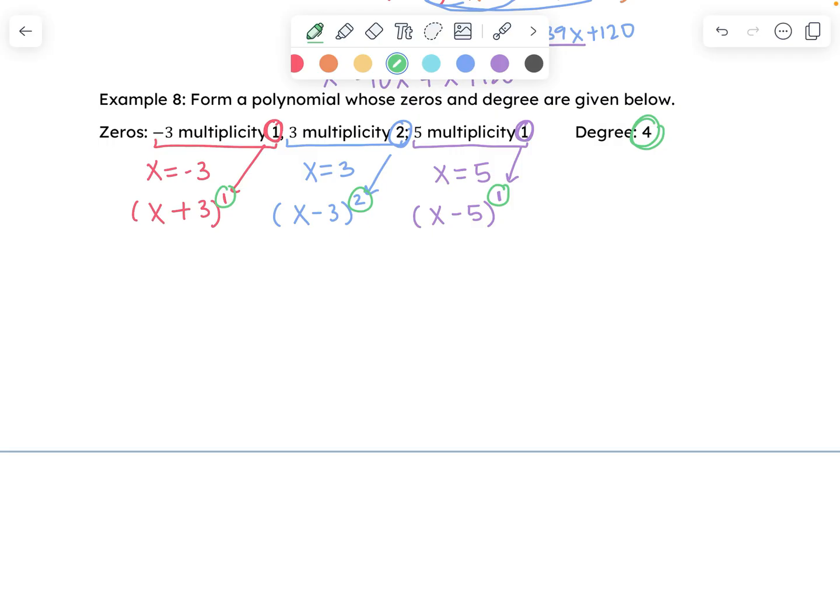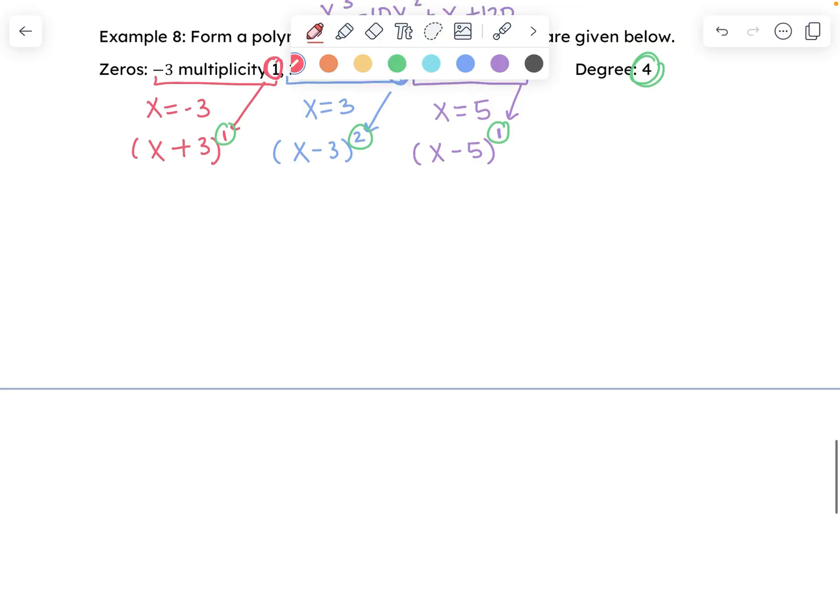But notice when we've got to multiply it out now, we're still going to have the x plus 3, but since this x minus 3 was squared, we've got x minus 3 times x minus 3. We've got it twice, and then the x minus 5. So I'm going to FOIL out those two together and those two together. And then when I get that, I got to FOIL out all of those answers together.